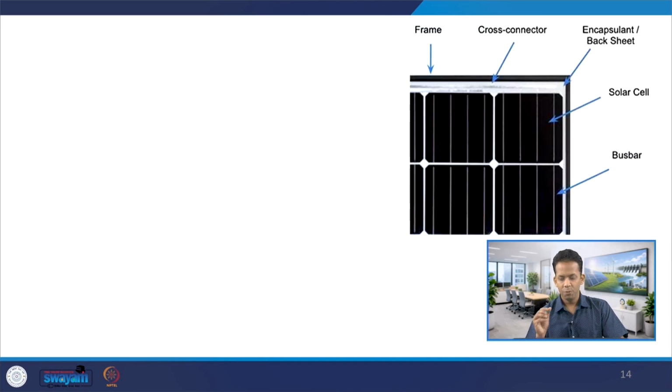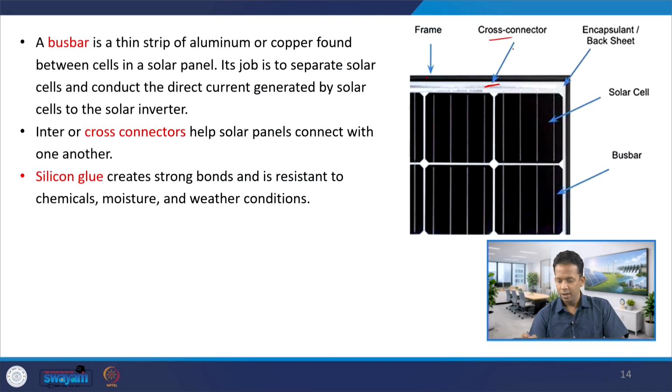Then if you zoom in onto the solar panel, you will see inside the frame there is a metallic strip, which is nothing but a cross connector, and within the cell there would be thin lines of metallic aluminum or copper, which are called bus bars. So in this solar cell, which is encapsulated, between the frame and backsheet, placed on that entire panel itself, is a cross connector. It helps to connect the solar cells or solar panels with each other.